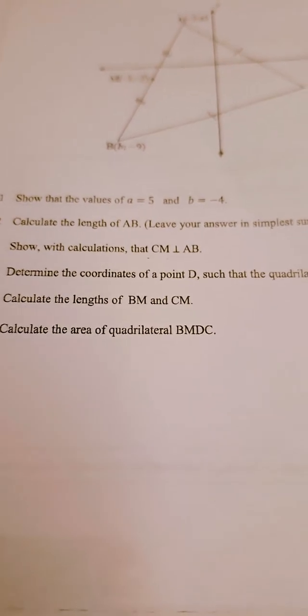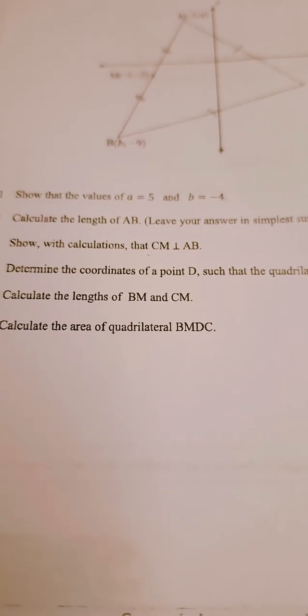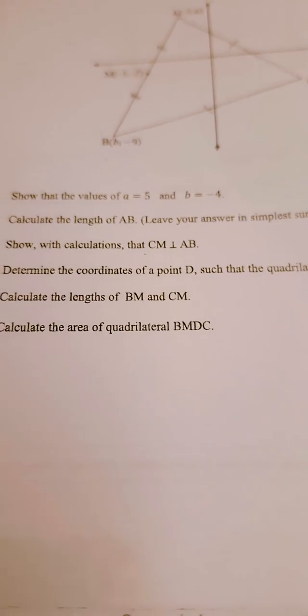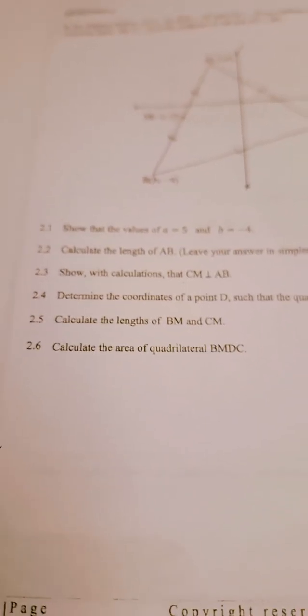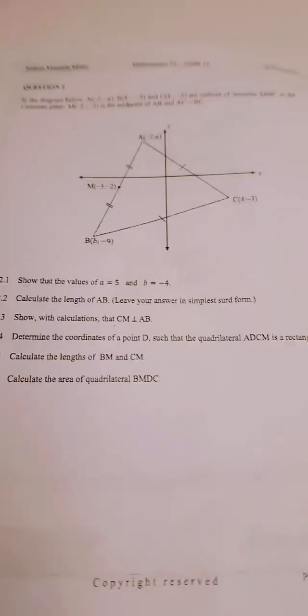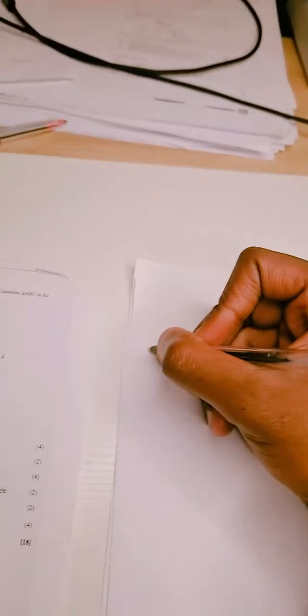Calculate the length of BM and CM, use the distance formula. It's straightforward here, and that should not be too much of a pain. Beloved grade 10s, you see? Calculate the length of BM and CM. So B is (-4, -9), M is (-3, -2).